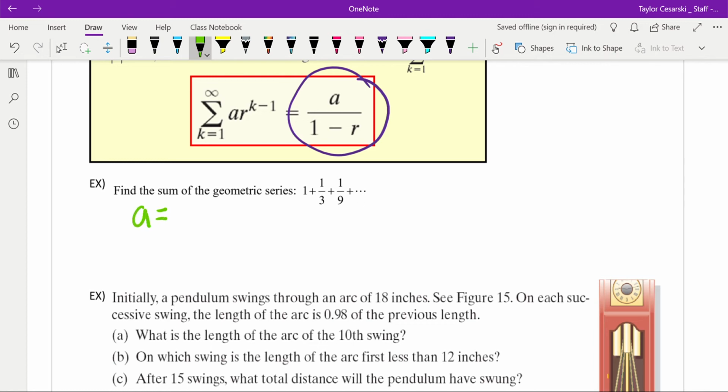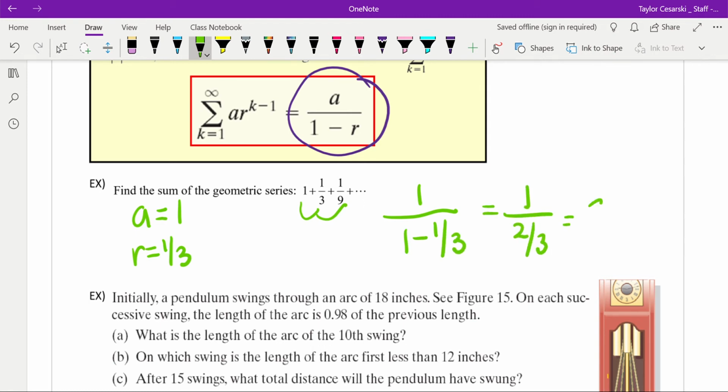So a, our first term is 1. Well, what am I multiplying by each time? I'm multiplying 1 to 1/3 and 1/3 to 1/9. I'm multiplying by 1/3 each time. So r equals 1/3. There's no endpoint, so I have to recognize that it's infinite, and that's why I can use this formula. So 1 over 1 minus 1/3. So 1 over 2/3 equals 3/2. So if I add all this up, really it's 1 1/2, right? So really this is 1, and then if I add up all of these, that will equal 1/2.